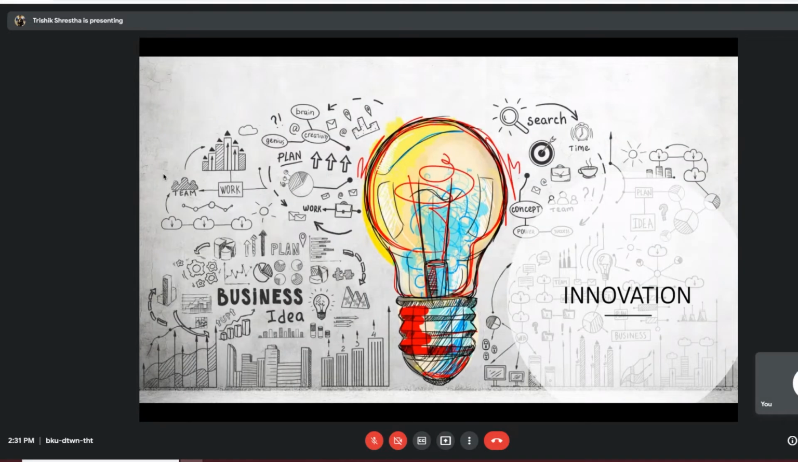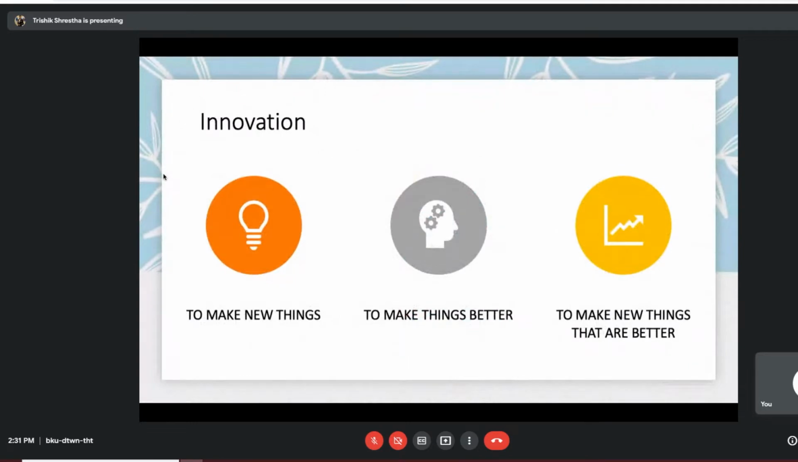Now let's start with this topic of innovation. There's a simple answer about innovation and there's a more complex answer. The simple answer, what is innovation? It is just a combination of three things: to make new things, to make things better, and then combining the two, which is to make new things that are better.